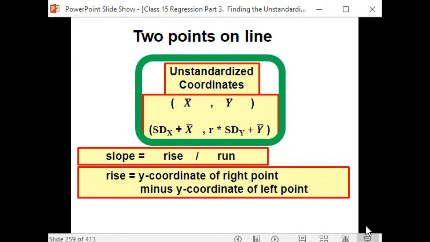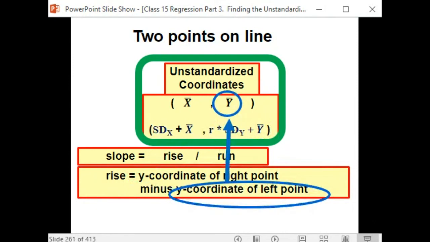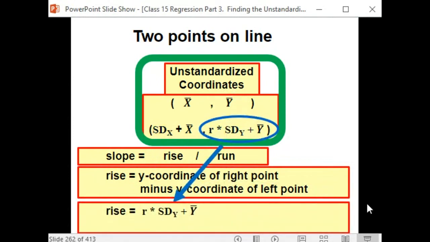The rise is equal to the y-coordinate of the right-hand point minus the y-coordinate of the left-hand point. So here's the y-coordinate of the right point, r times the standard deviation of y plus the mean of y. And here's the y-coordinate of the left point, which is the mean of y. So the rise is equal to the coordinate of the right point minus the coordinate of the left point.